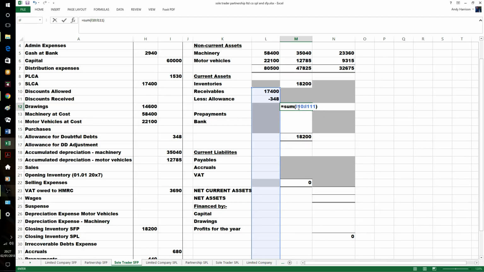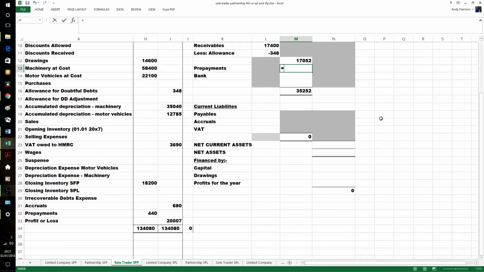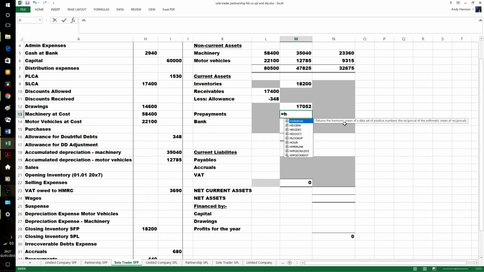Let's add the two together. 17,400 minus 348, 17,052. Prepayment sometimes goes below the bank, different accountants. That's an asset and the bank. There we are, and it's adding up as we go, complete with a spare row just to try and confuse you. So our current assets added up to 38,632.